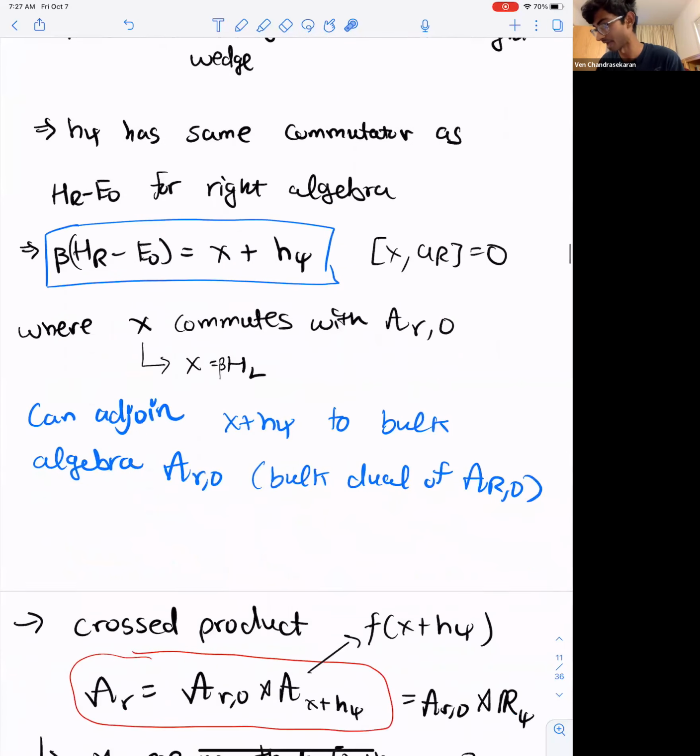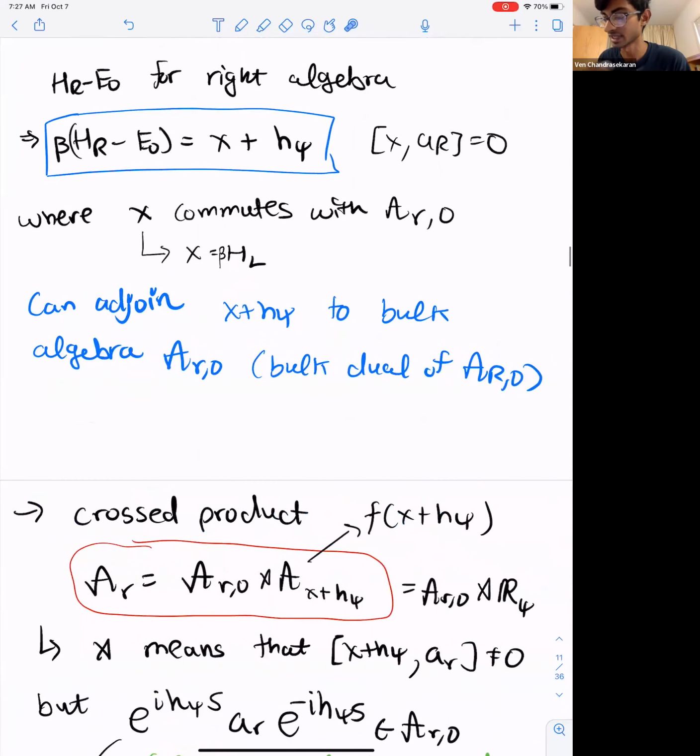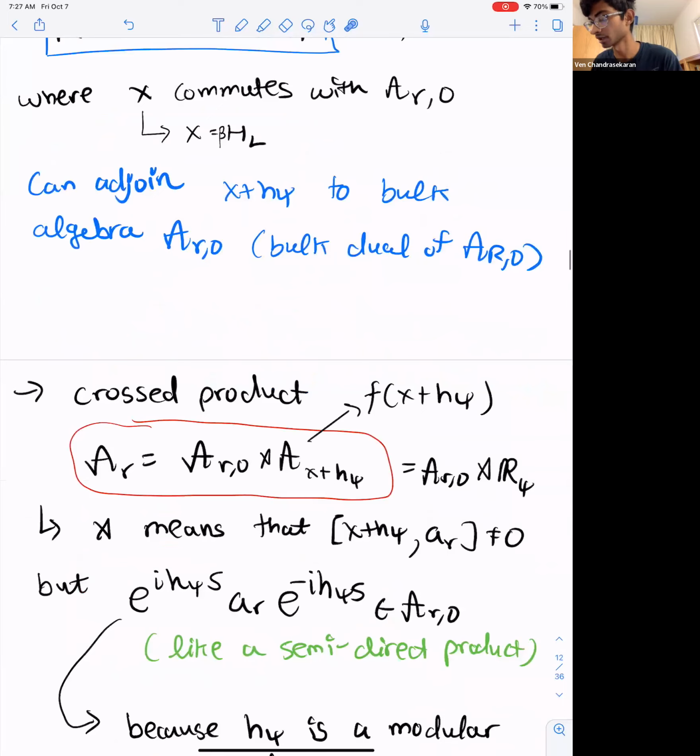So what does it mean that I'm adjoining it? All that means is I'm going to take every operator in the QFT algebra of the right, and I'm going to hit it with e to the iS (X plus H psi). Now that by itself seems like an uninteresting thing to do, but it actually leads to a very interesting structure called a cross product.